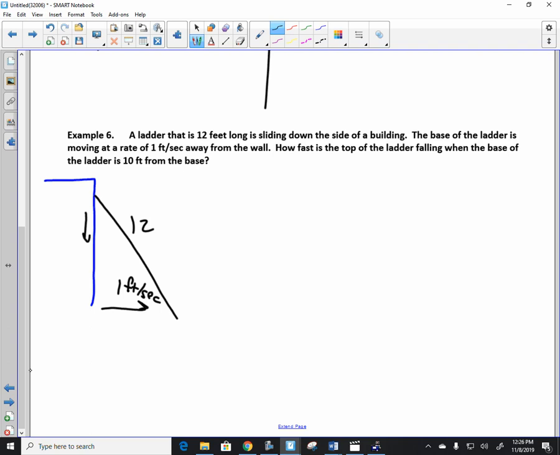So the top, everybody agree the top of the ladder is dropping? Top of the ladder is dropping. How fast is the top of the ladder falling when the base of the ladder is 10 feet from the base? So this distance is 10 feet.